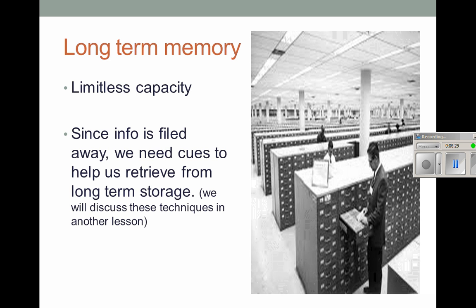Since all the information is literally filed away, you need certain cues to help you retrieve that information from long-term storage. For example, sometimes you've attached an emotion or an image or a sound or a smell to a specific piece of information that would serve as your cue to bring that information back out. You're probably not going to remember something down the line at the drop of a hat. There's something that links to it that's going to bring that memory back.